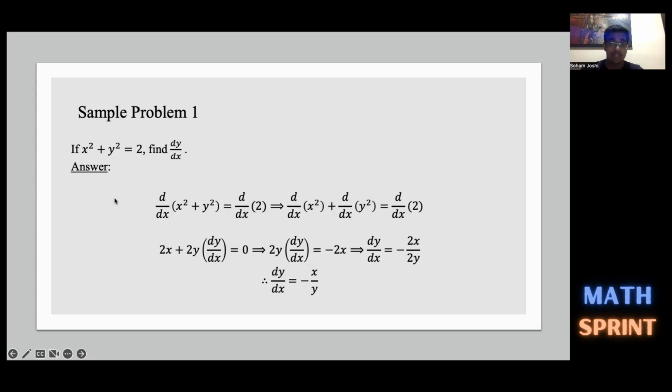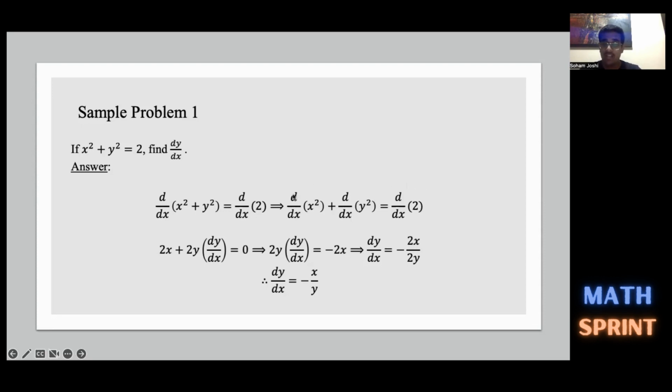So we have d by dx of x squared plus y squared in terms of x, and the derivative of 2 with respect to x. The second step, we have to use the rules of differentiation. Now, the sum rule is going to give us d of x squared by dx plus d of y squared by dx on the left-hand side.